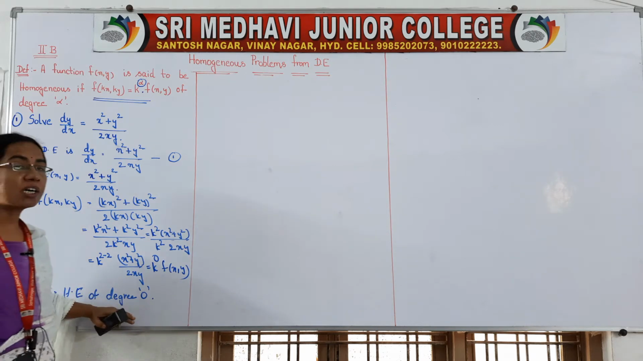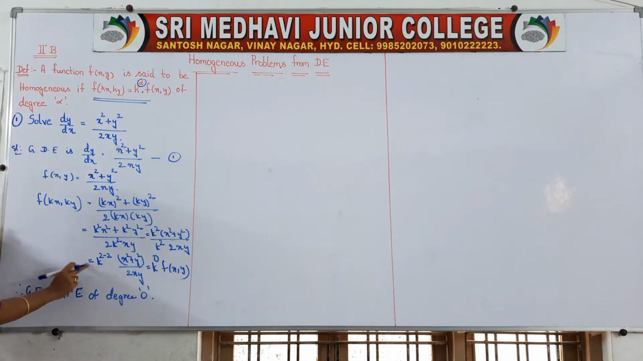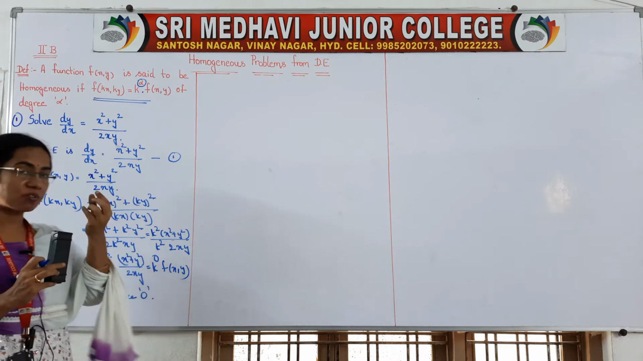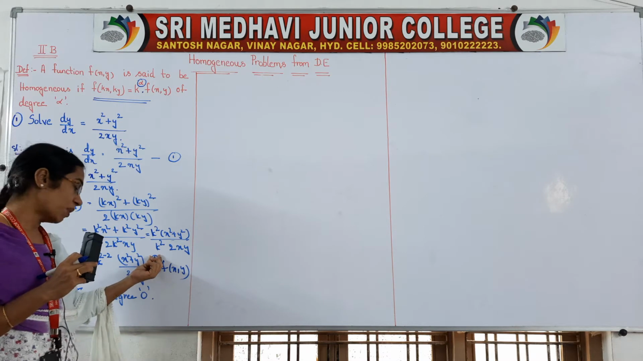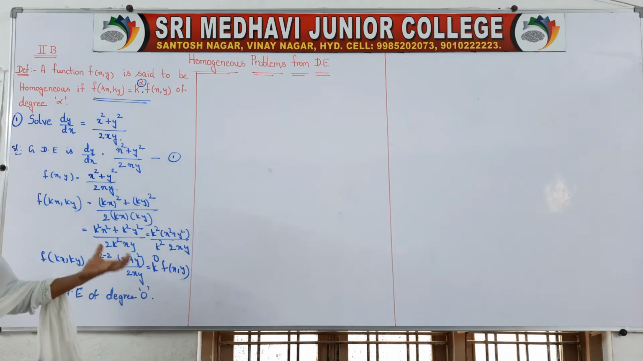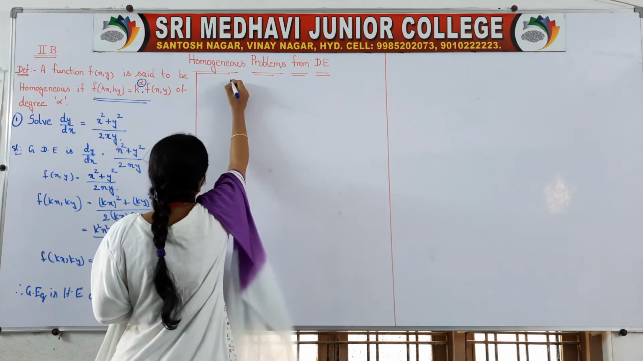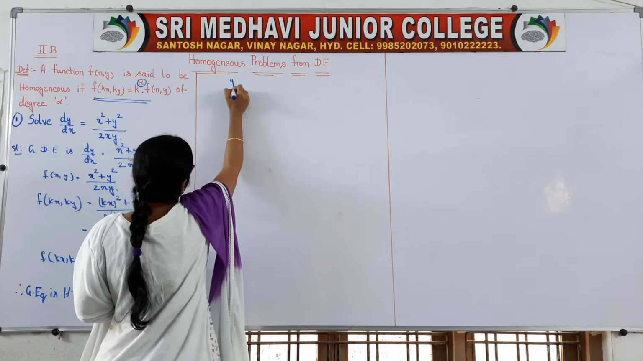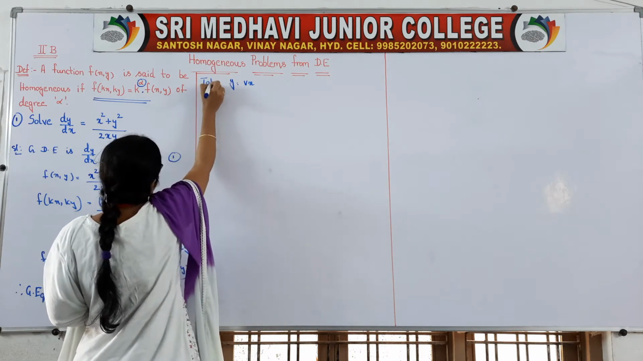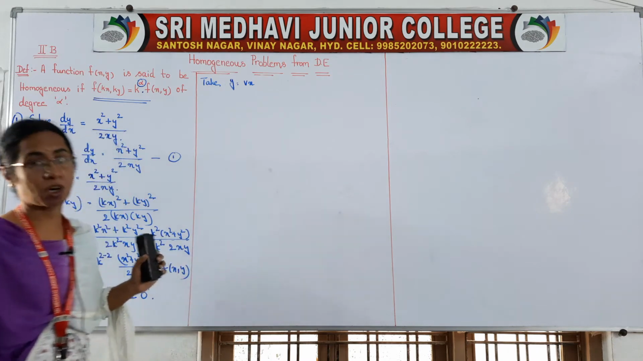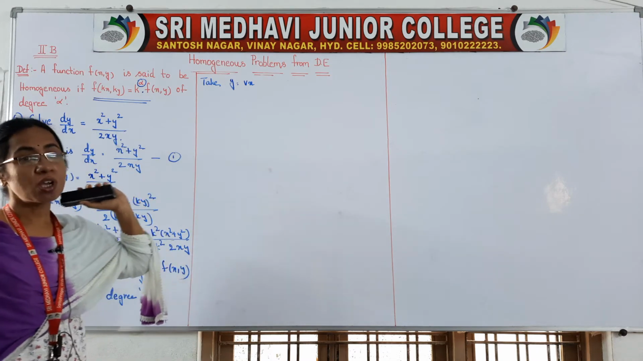So whenever there is any equation, what is the condition? Your f of kx comma ky must be equal to k to the power of some power into f of x comma y. That power is called its degree and it is called a homogeneous equation. Whenever a homogeneous equation is given to you, we have to take y is equal to vx. Right, compulsory. Whenever it is a homogeneous problem, we have to take y is equal to vx.